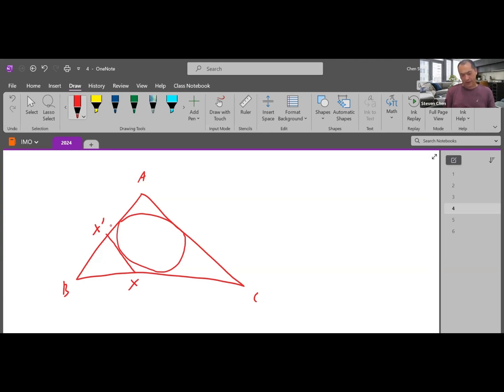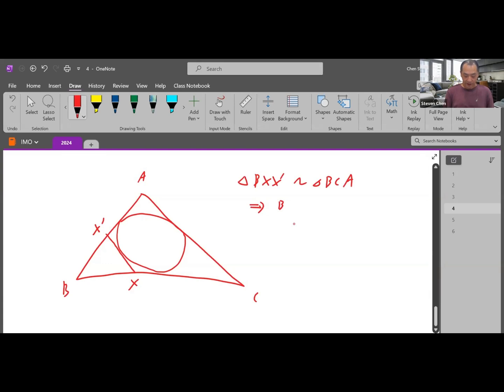So how do we quantify the location of X, or how do we quantify the length of BX? Actually, this is what we know. Let's look at triangle BXX prime. It's similar to triangle BCA, just because XX prime is parallel to AC, right? Because of their similarity, we know the following.